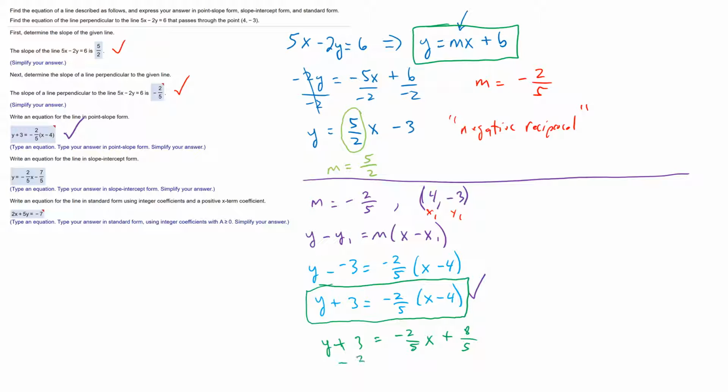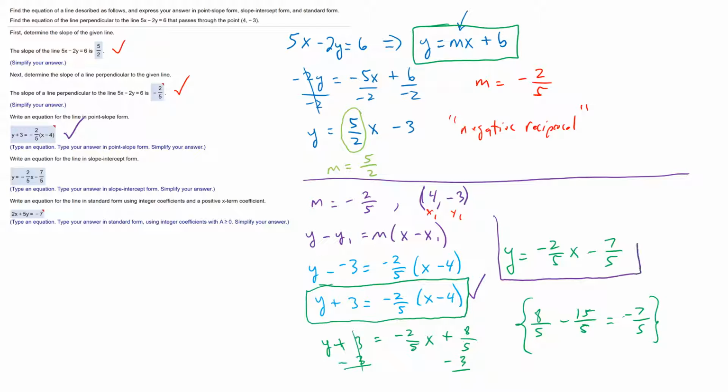And now we need to subtract 3 from both sides in order to solve for y. And so we have y equals -2/5 x, and 8/5 minus 3, let's see, that'd be -7/5. 8/5 minus 3, if needed, we could remind ourselves that 3 is the same thing as 15/5. That way we have a common denominator, and there's where that -7/5 comes from. So here we have slope-intercept form, which is the answer to the next question.